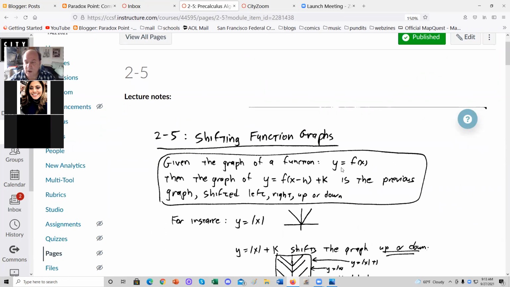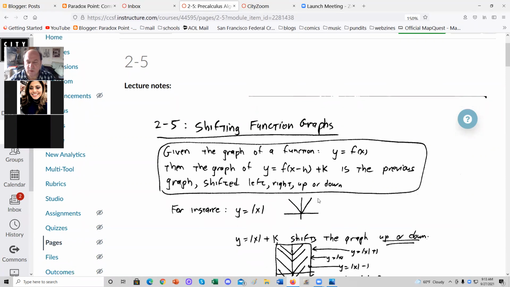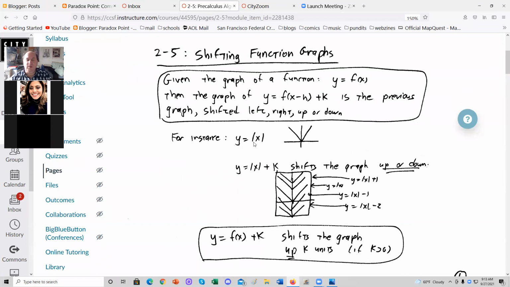If you have a graph of a function y equals f of x, then y equals f of x minus h, that quantity plus k, has the same graph except shifted left, right, up, or down. So for example, here's absolute value of x. It's a V-shaped graph. You add k outside the absolute value of x, that shifts the graph up or down.